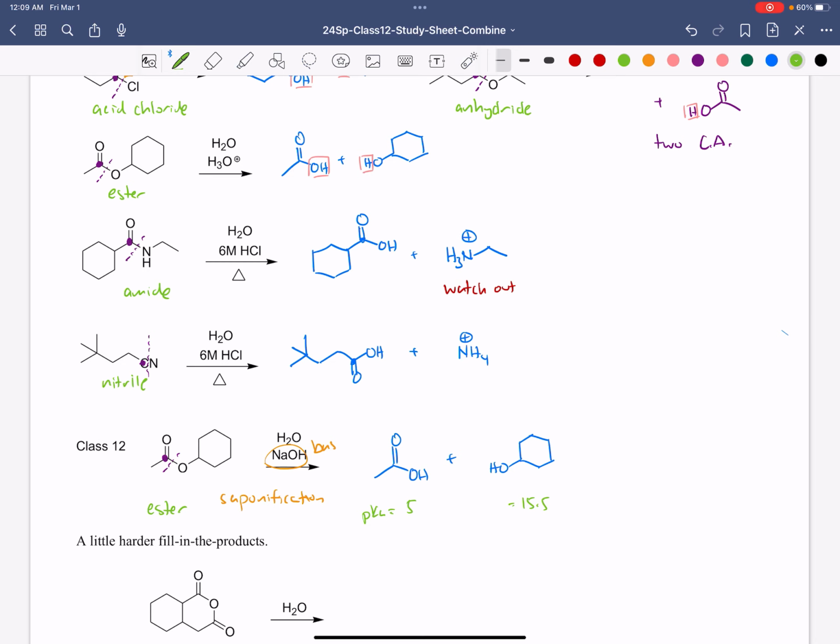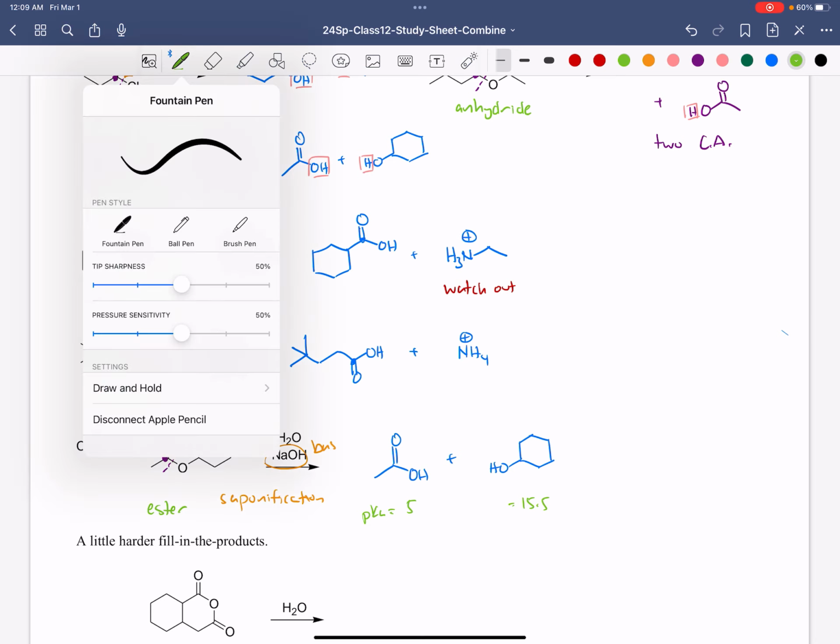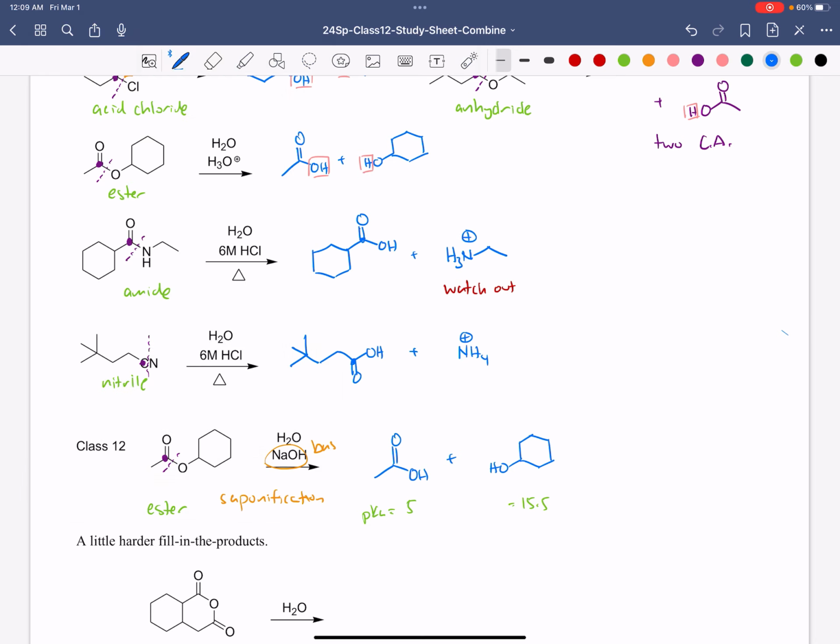Okay? And so what happens, and I wouldn't draw this on the exam, but I want to show you that the real final product is this getting deprotonated. And you have the carboxylate. So take a look at that. Watch out, there's a charged molecule here. Well, now we have the opposite. We have a negatively charged.